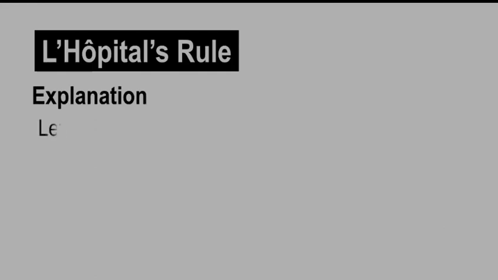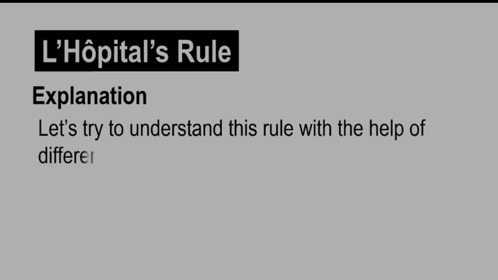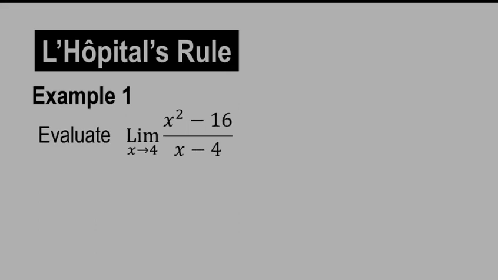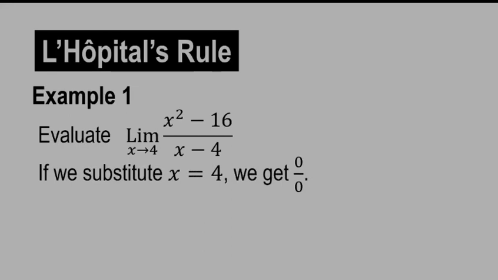Explanation. Let's try to understand this rule with the help of different examples. Example 1. Evaluate limit as x approaches 4 of x squared minus 16 divided by x minus 4. If we substitute x equals 4, we get 0 by 0 form, which is an indeterminate form.